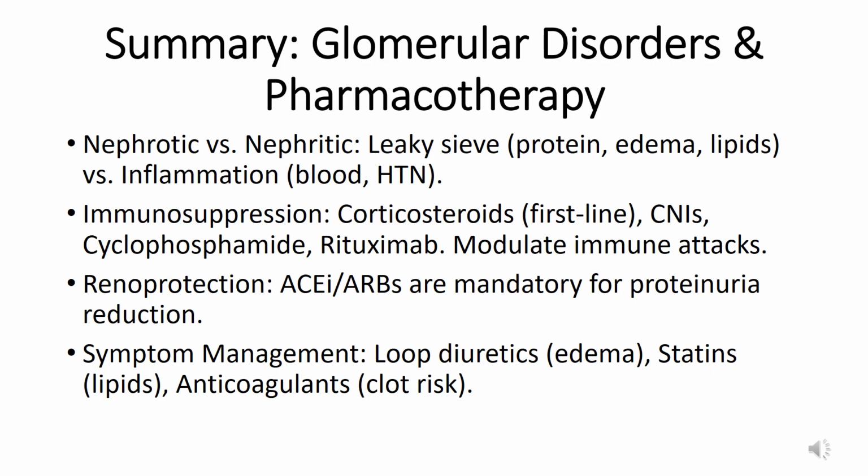Patients with severe nephrotic syndrome also have an increased tendency to form blood clots. Loss of anticoagulant proteins in the urine contributes to this hypercoagulable state. In selected high-risk patients, anticoagulant therapy may be considered to prevent thromboembolic complications. Successful management of glomerular disorders requires both disease-specific therapy and comprehensive supportive care. By controlling immune injury, reducing proteinuria, and managing complications, clinicians can preserve kidney function and improve long-term outcomes.